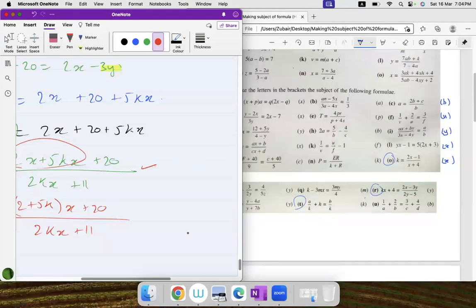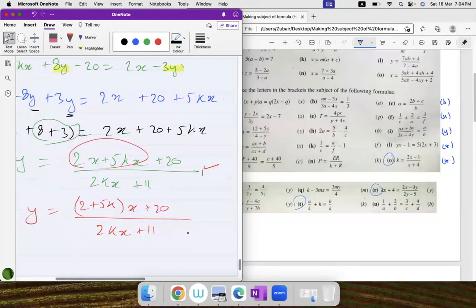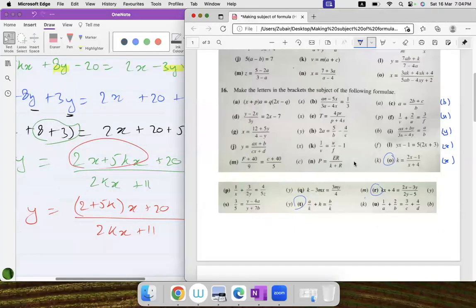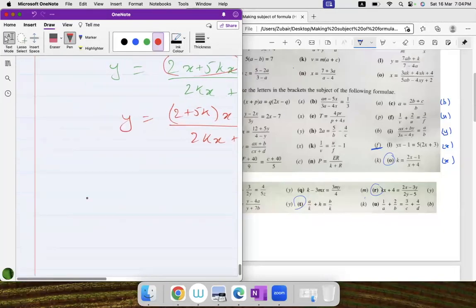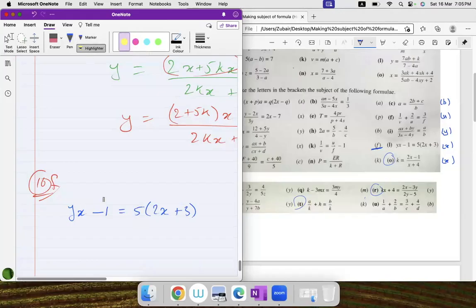And then also question F. Okay, so in F, we have to make x the subject. 16F says yx minus 1 is equal to 5 into 2x plus 3, and we have to make x the subject. So I'm looking at it in two places.